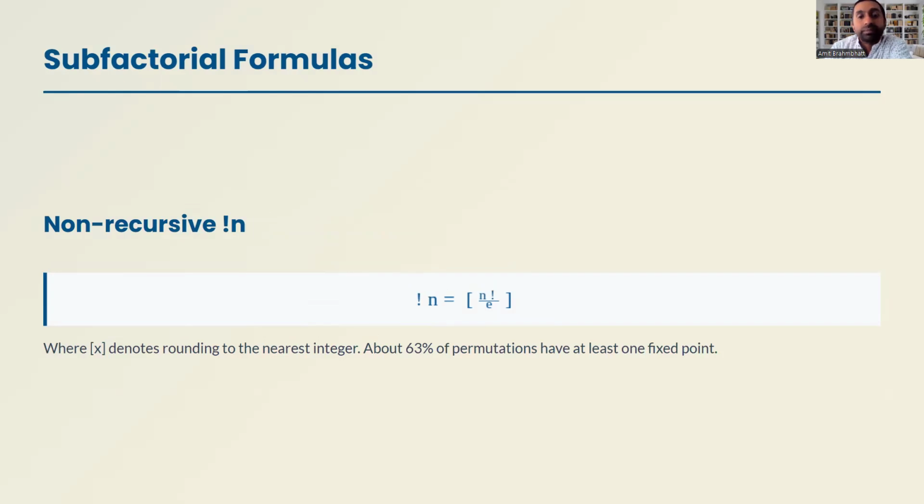Subfactorial formulas. Let's revisit derangements to look at the surprising non-recursive formula for subfactorial n. It turns out that subfactorial n can be calculated by dividing n factorial by the constant e and then rounding to the nearest integer. This elegant formula highlights the unexpected appearance of Euler's constant e in pure discrete counting. It also confirms that roughly 63.2% of all random permutations will have at least one fixed point, leaving 36.8% as complete derangements.